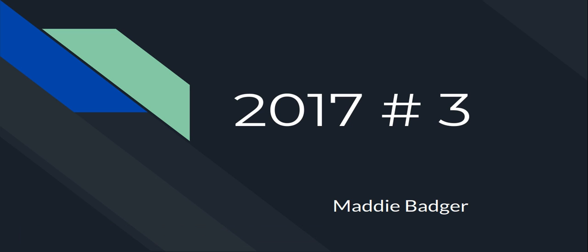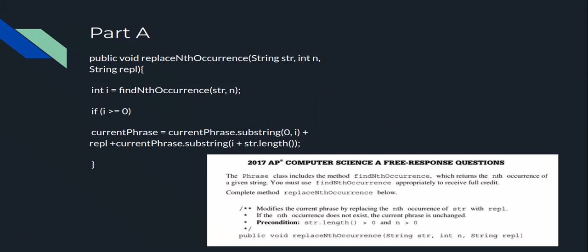Okay, so I had question number 3 from 2017 for my presentation. So part A, the question was to create the method replace nth occurrence. And they gave us all of the variables in the heading. So string str, int n, and string repl.